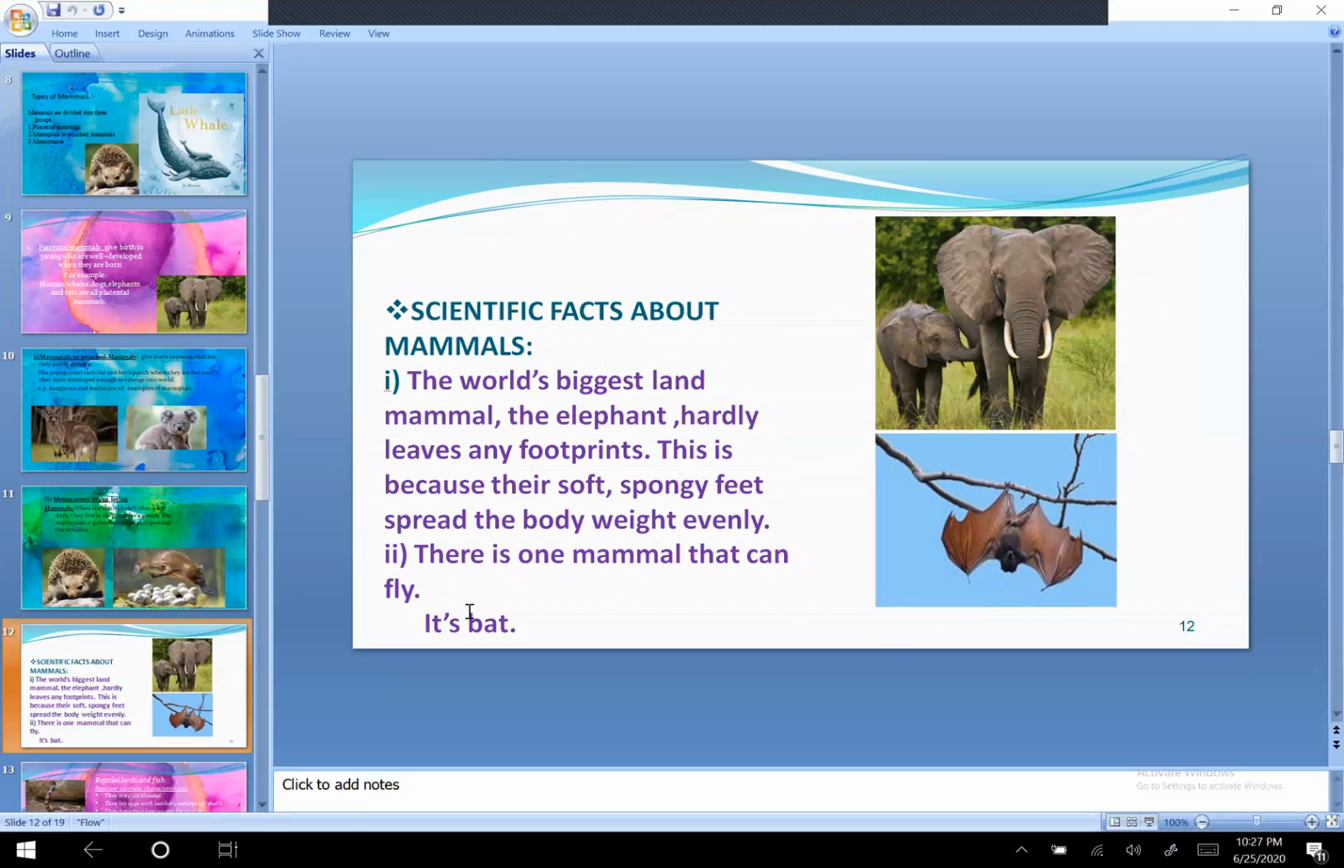There is a mammal that can fly. What's the mammal? It's the bat. See the picture over here. Everyone is familiar with that. This mammal has wings for flying. Interesting fact.